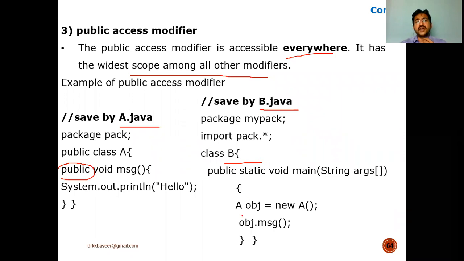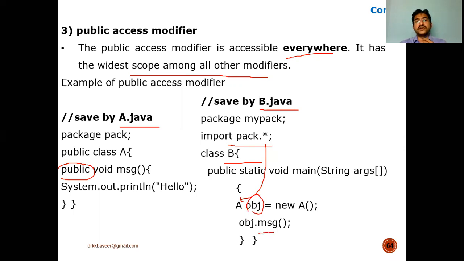Directly I'm creating the object, just like how we normally create an object for Scanner from the util package: Scanner s1 = new Scanner. In the same fashion, I've imported pack here, import pack.*, and from this package I'm calling the class A. I'm creating the obj. With the help of that object, I'm calling the method msg, like how you call s.nextLine, s.nextInt, like this you are calling, right?